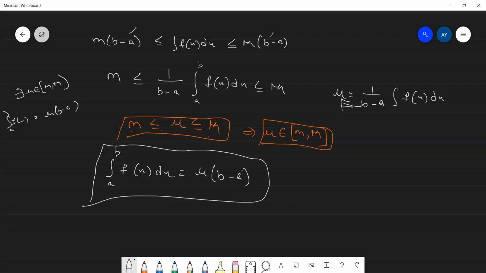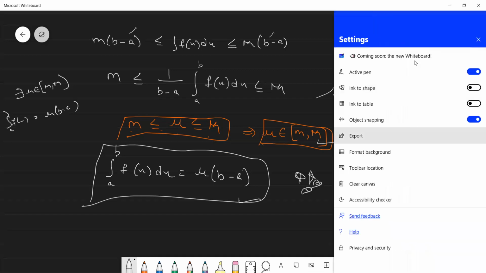So there, we just took that there exists some mu where it belongs to [m, M], then integral a to b f of x dx equals mu into b minus a. This is a very, very important theorem. There are 99 percent chances it will come, so make sure that you study this theorem properly.